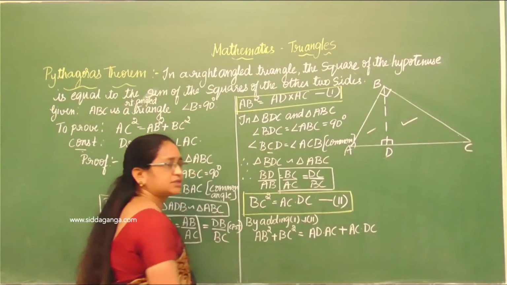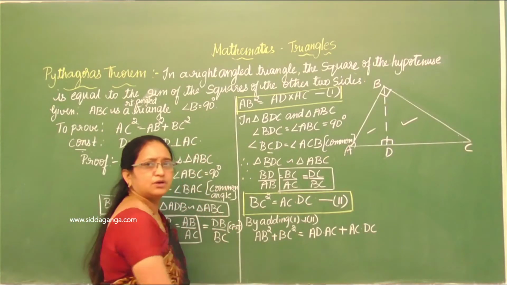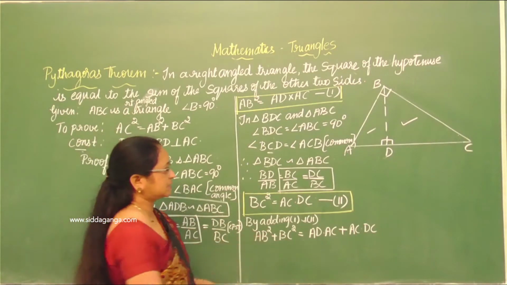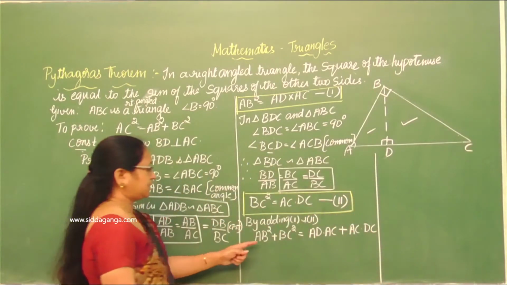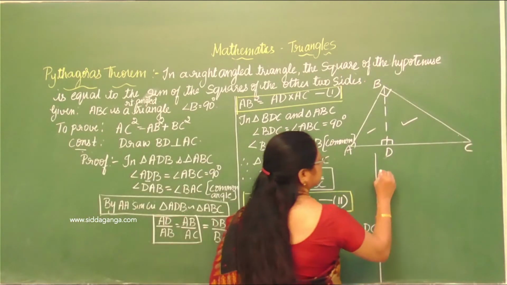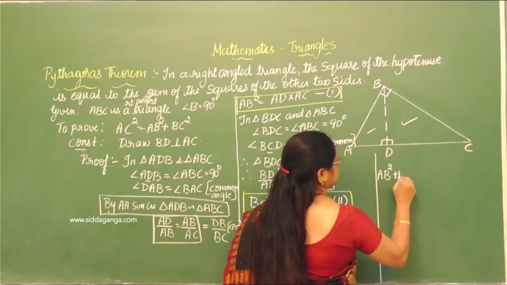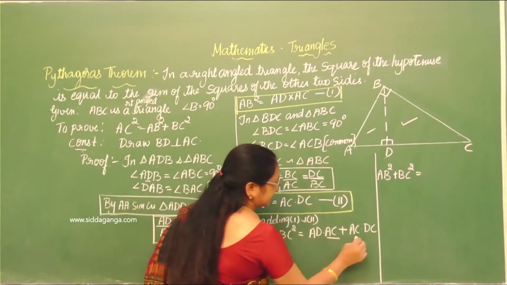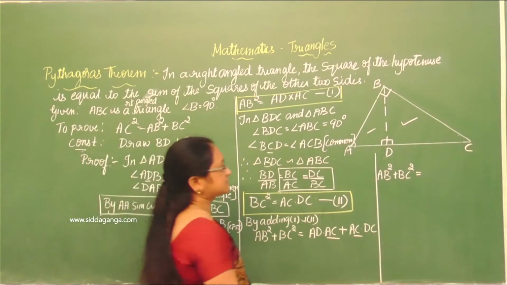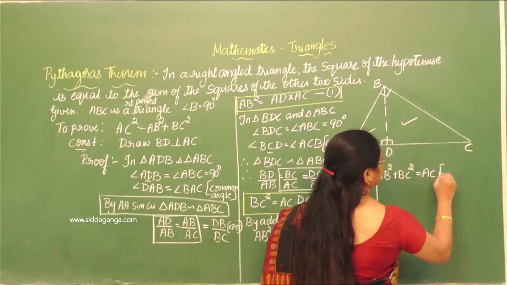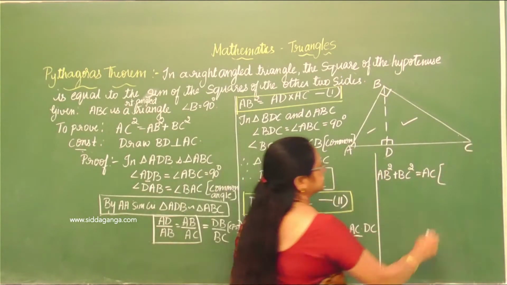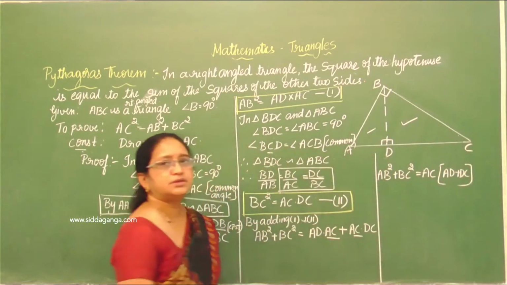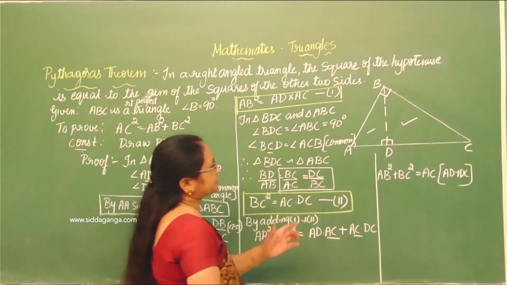So you got this equation. Now I hope you can see this. Okay, now AB square plus BC square is equal to, now just observe this, here AC is common. So can I take AC outside? AC is common. So what remains? AD plus DC remains. Now just observe from the figure.